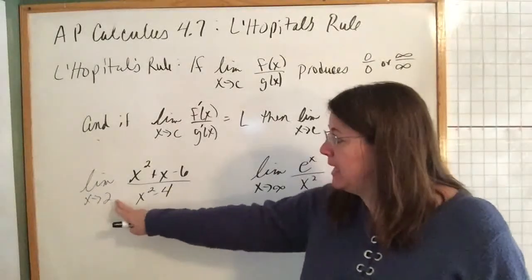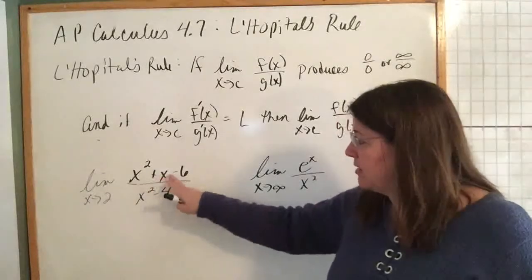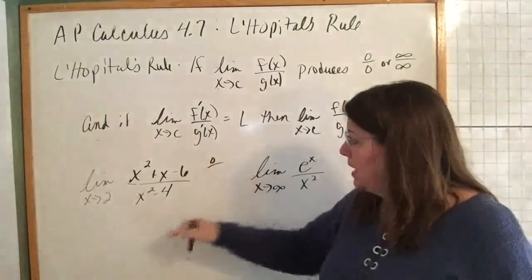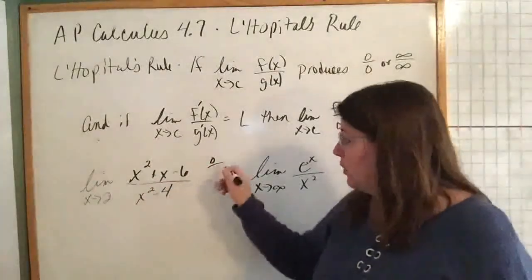So if I plug 2 in, I get 4 plus 2 is 6 minus 6 is 0. And then 4 minus 4 is also 0.